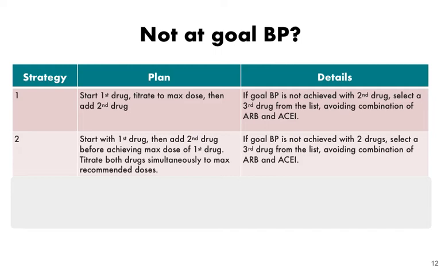Adding a second drug before you max out the first drug might be beneficial to the patient. And then when you have the two drugs on board simultaneously, you titrate the doses to find where the patient needs to be for their goal blood pressure.